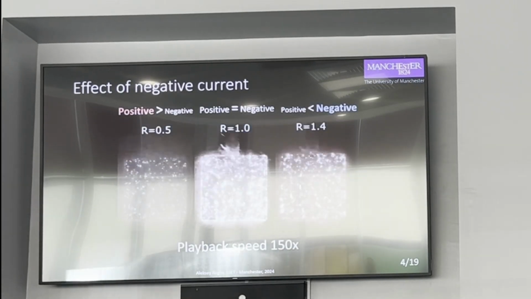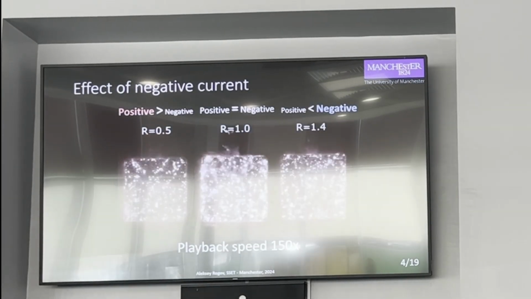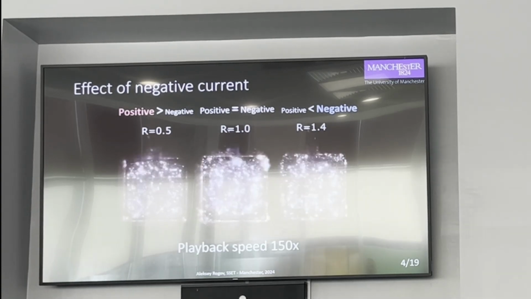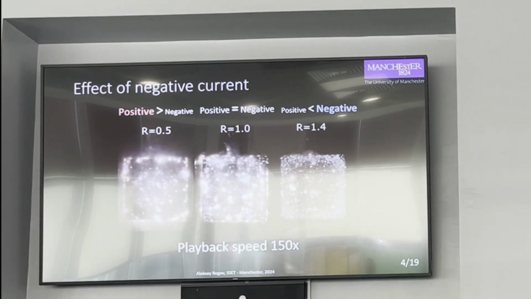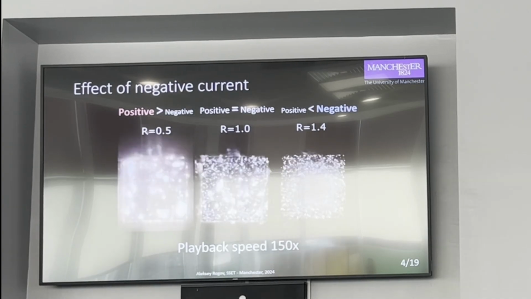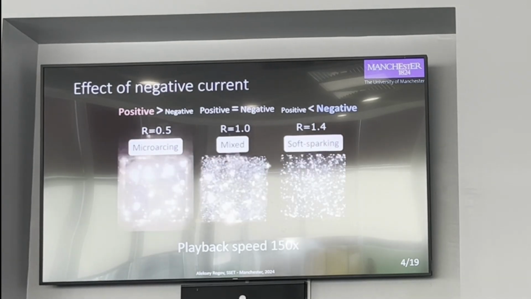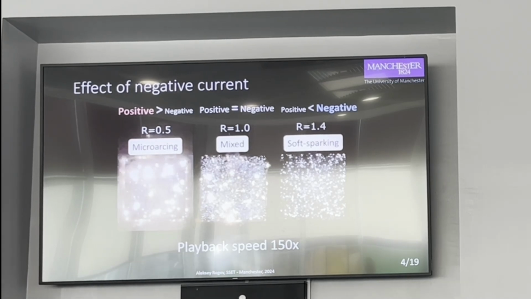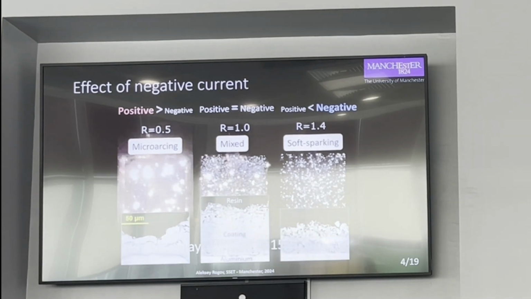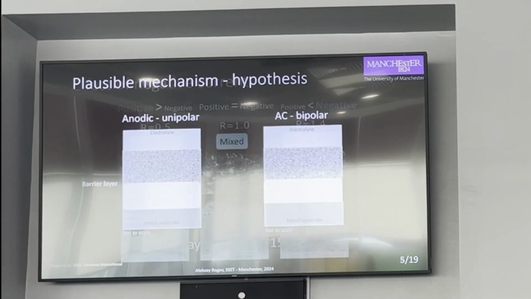Here you can see an example of three processes: when the positive current is higher than the negative, when they are equal, and when the negative current is higher than the positive. As a result, you can see three characteristic micro-discharging patterns: micro-arcing, soft sparking, and mixed behavior. Of course, the coating microstructure also differs depending on the particular positive and negative current ratio, and this is a quite powerful tool to control the coating morphology and final quality.